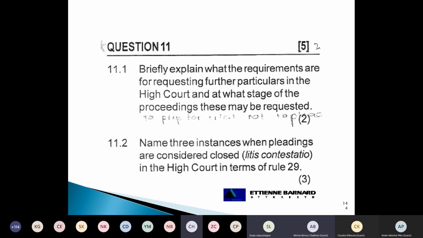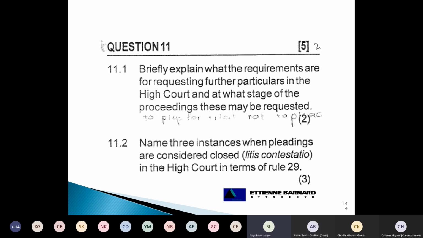Is it at the discovery stage where you have to specify exactly which documents you need? So you can't just, as you mentioned, go on a fishing expedition. You have to specify exactly which documents. And so that's the discovery stage, Rule 35(14). You can also do it in terms of Rule 21 with regards to the pleadings, if the pleadings don't display the full particulars.